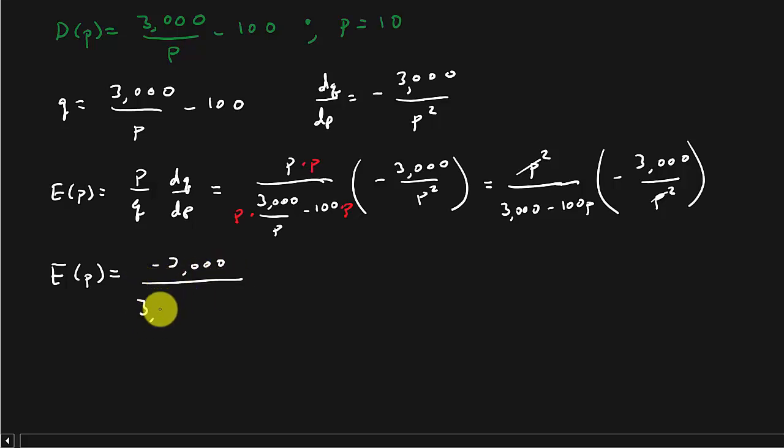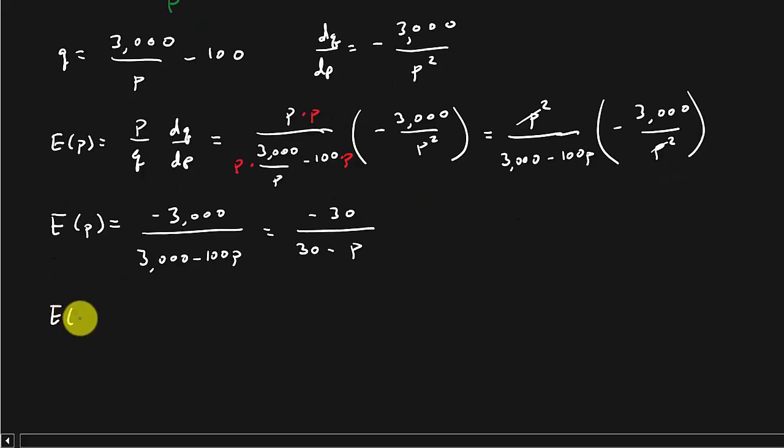-3,000 over 3,000 minus 100P. That's a 3 right there. All right. And then 100 goes into each of these. That's going to be negative 30 over 30 minus P. And then I can take this negative and distribute it down here. And so that's going to give me E of P is equal to 30 over, and if I distribute the negative 1 down here, that's going to be P minus 30.